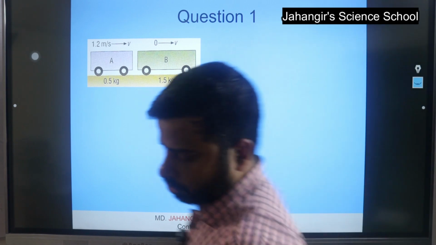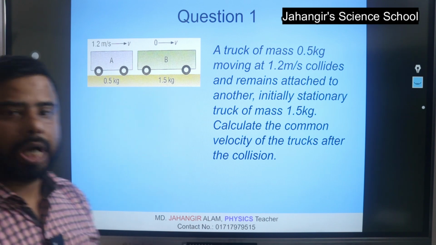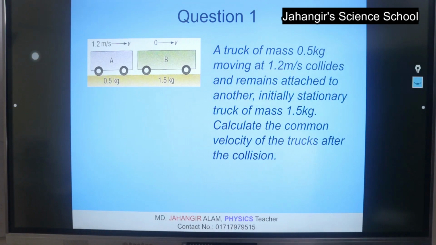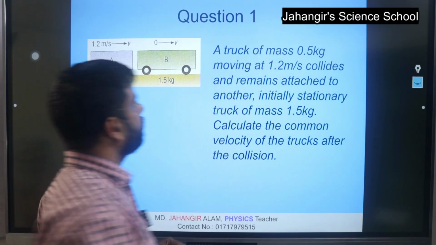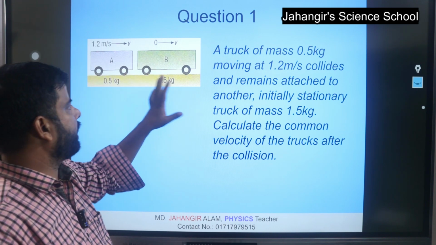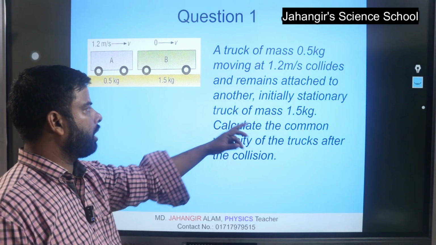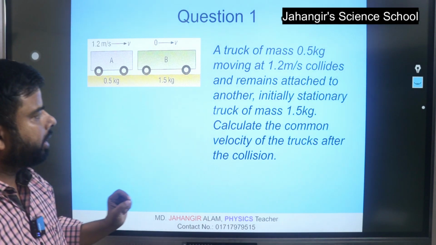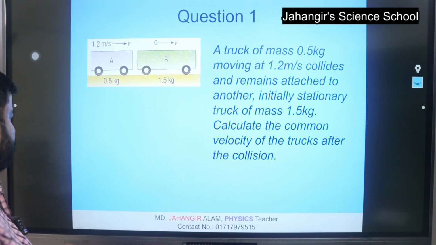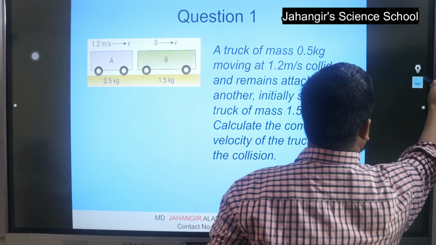Okay, now we want to solve a question. Look at the question. Question number 1. A truck of mass 0.5 kg moving at 1.2 meter per second collides and remains attached to another initially stationary truck of mass 1.5 kg. Calculate the common velocity of the trucks after the collision.